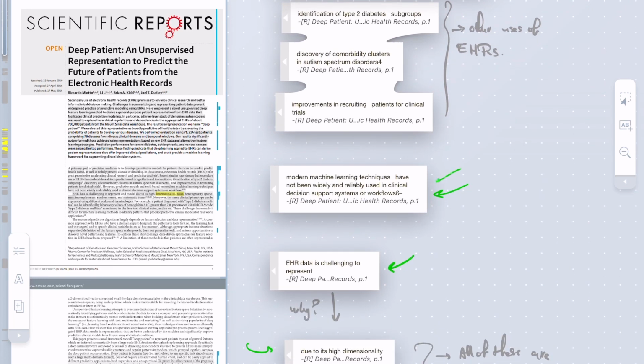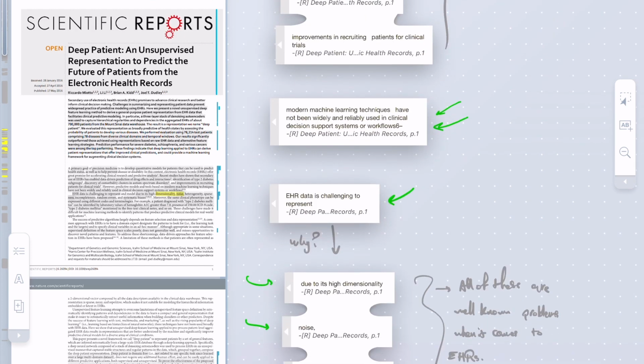Now, modern machine learning techniques have not been widely and reliably used in decision making in the clinical domain. One thing mentioned in this paper, because it is mainly about unsupervised methodologies, is that at the time of this paper, unsupervised learning, which was a thriving field in other areas of machine learning such as computer vision, was not widely used for the problem of electronic health record representation.